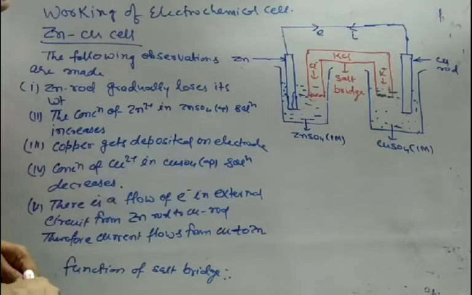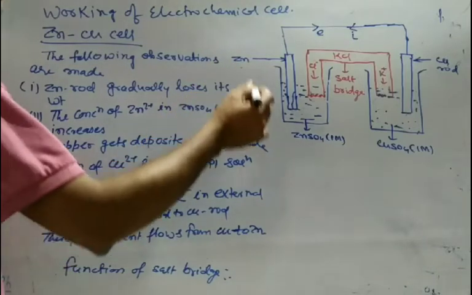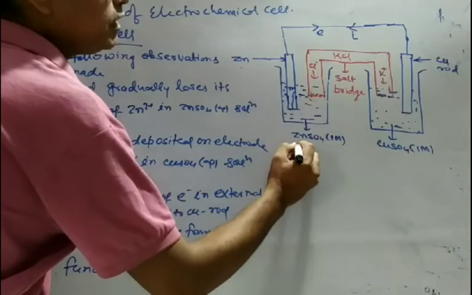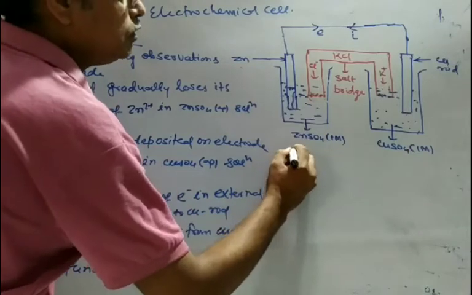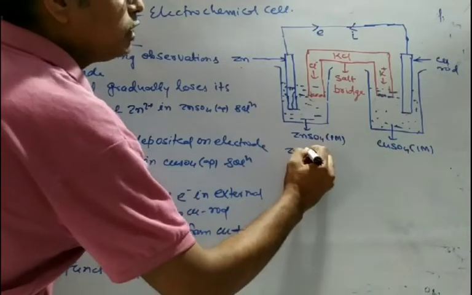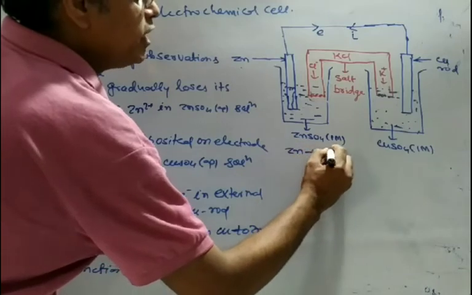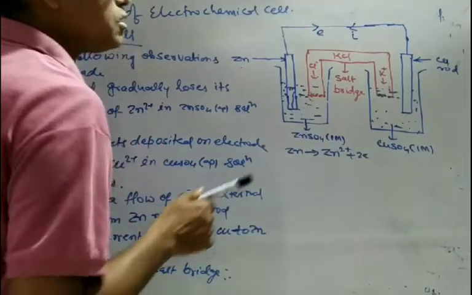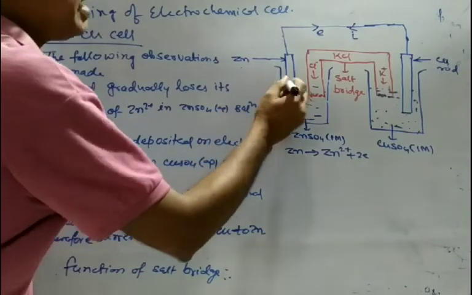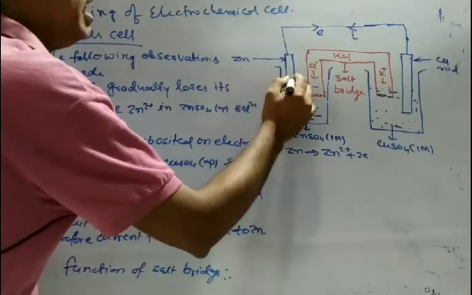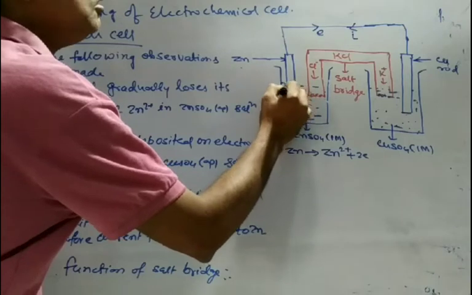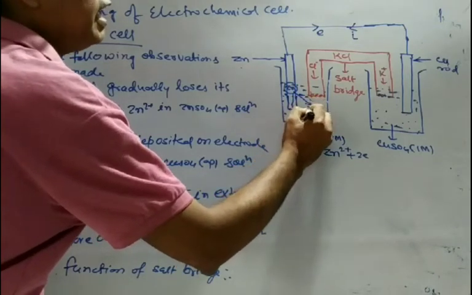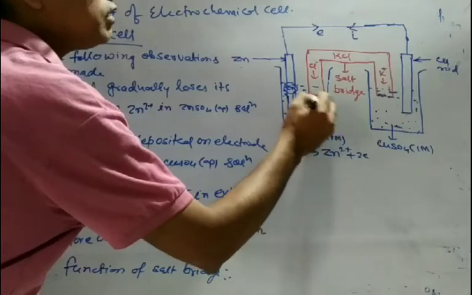Now see, in this compartment, the zinc atom present in the rod gets converted into Zn2 plus ion by losing 2 electrons. Means oxidation takes place. The zinc atom gets converted into Zn2 plus ion and it enters into the solution.